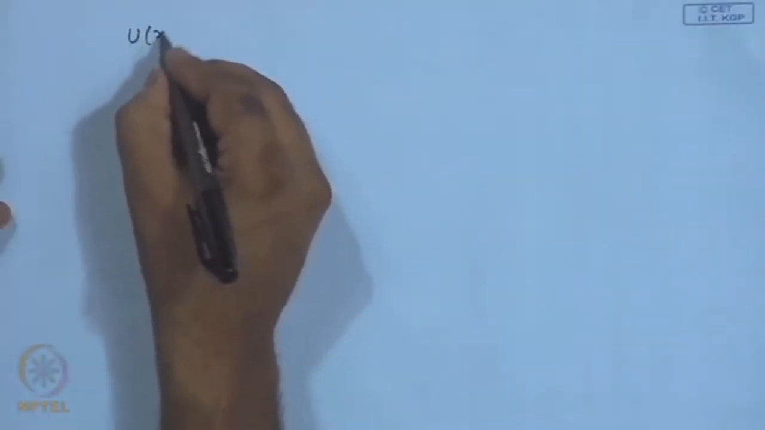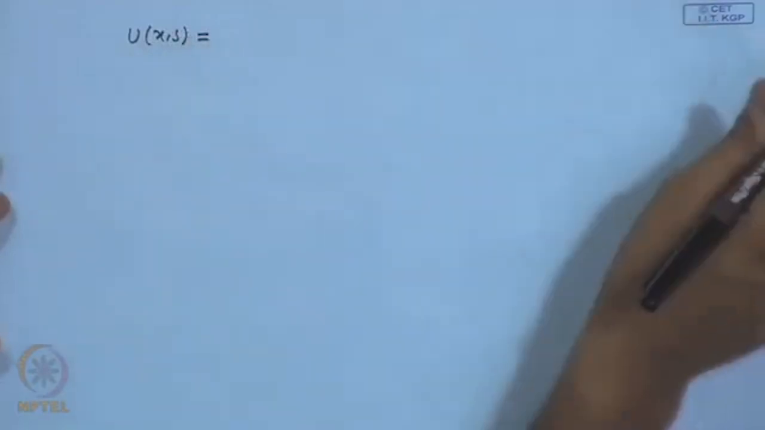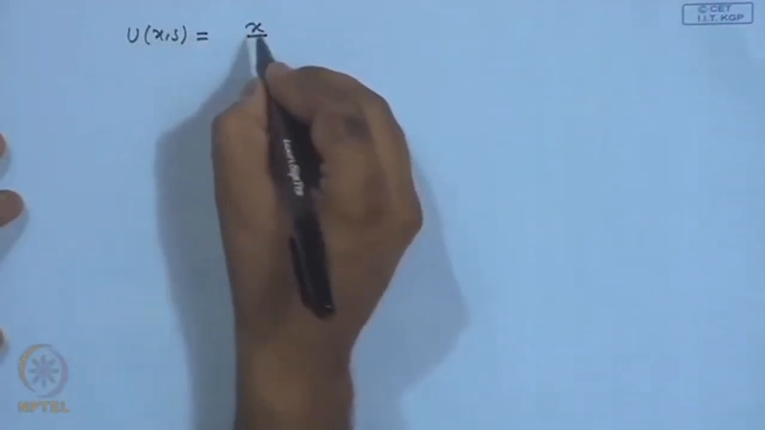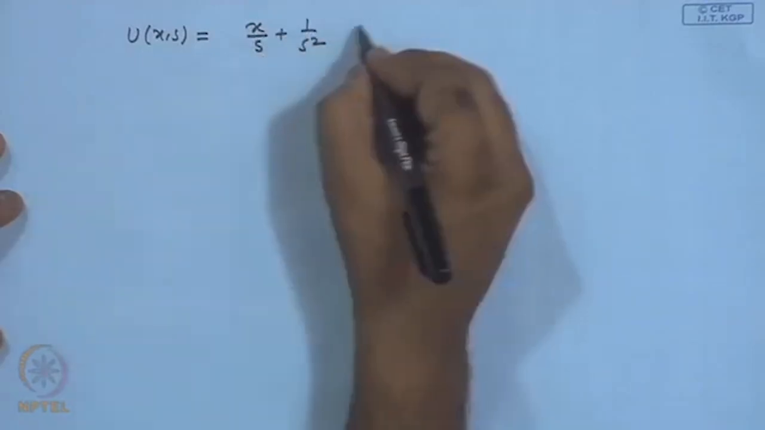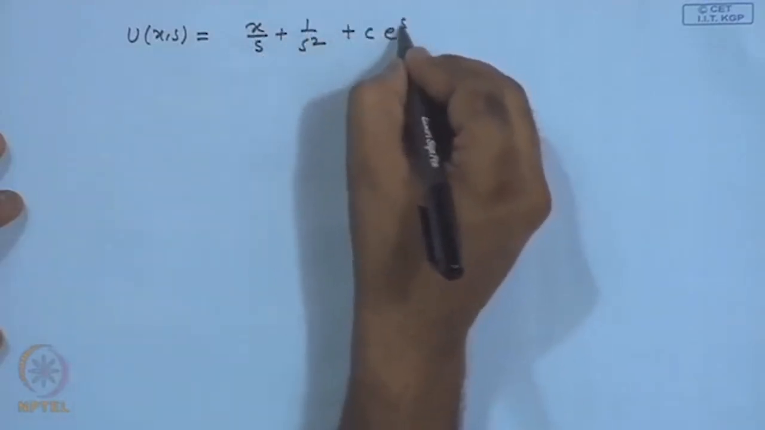Now, we get U(x, s) will be x over s plus 1 over s square plus c e^(sx).